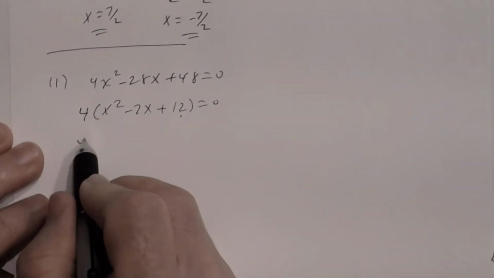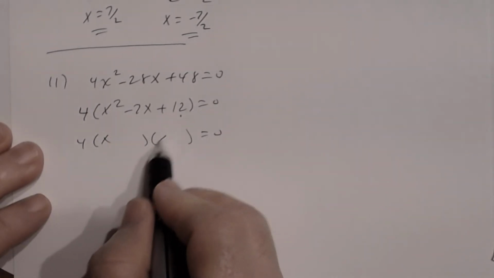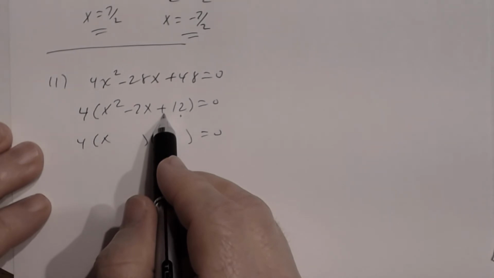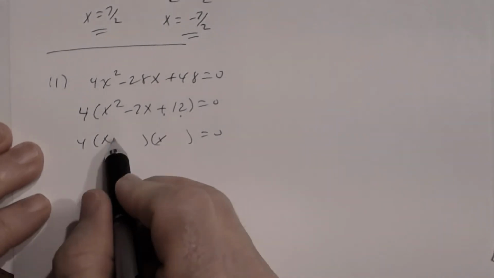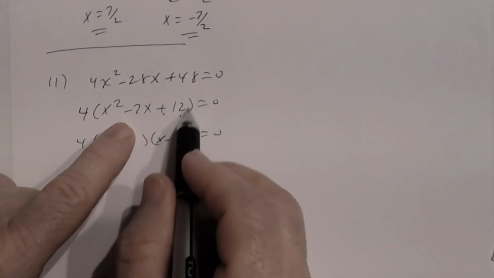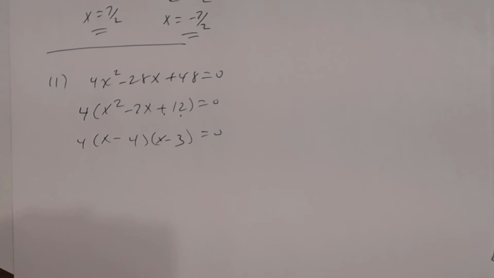Because now I get 4 times, and then I factor this as 2 binomials. I get x times x is x squared. The last sign is positive, which means these signs in here are the same, so they're both negative. And then you want a 7x, right? So the only thing you notice that's going to work will be a 4 and a 3. So 4, 3. And then you factor, and then you set each one equal to 0.